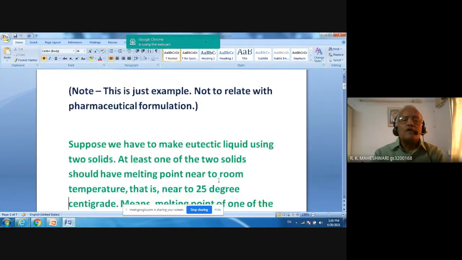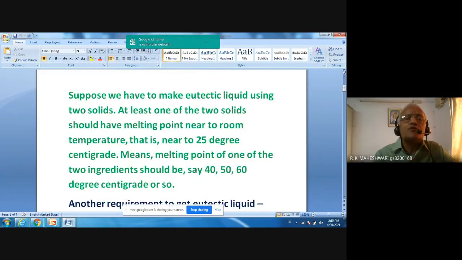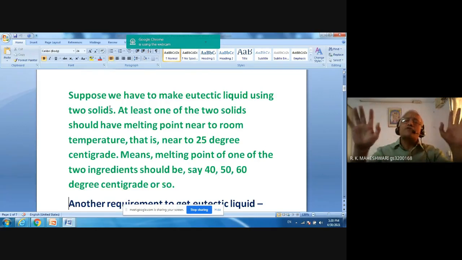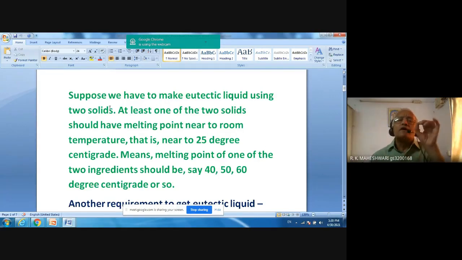Suppose we have to make a eutectic liquid using 2 solids. You can make a eutectic liquid using 3 solids, 4 solids, and so on, but here we are discussing the method using 2 solids. At least one of the 2 solids should have a melting point near room temperature, that is near 25 degrees centigrade. Means the melting point of one of the 2 ingredients should be, say, 40, 50, 45, 60, 55 degrees, and so on.